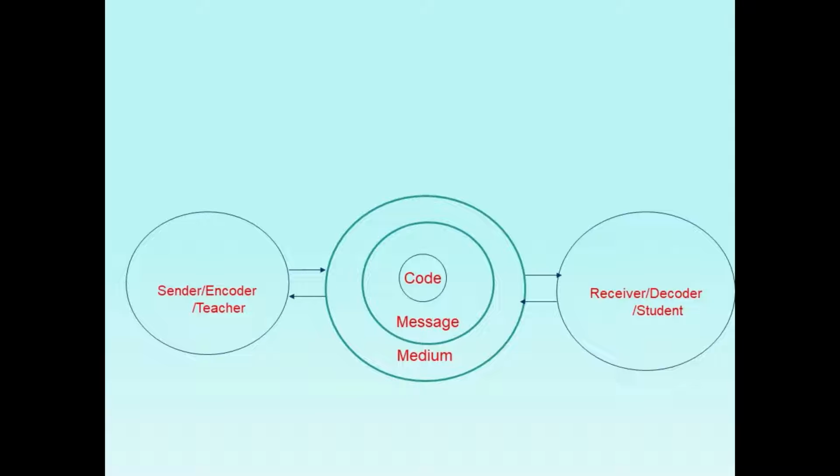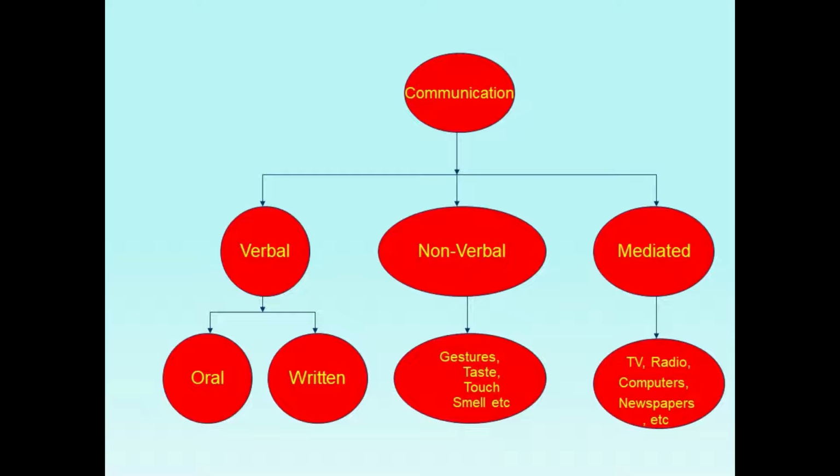Okay, communication can be of three types. There is verbal, non-verbal, or mediated. Verbal communication takes care of oral or written communication. Non-verbal communication can include gestures, taste, touch, smell, etc. Mediated communication can be maybe the television or the radio or the computers or the newspapers or any such medium.